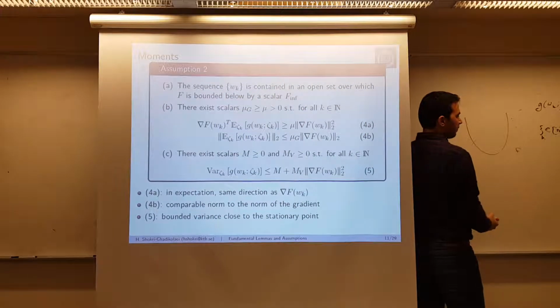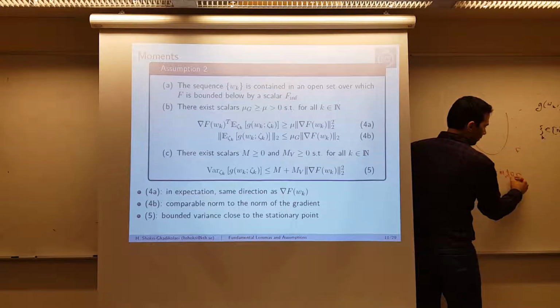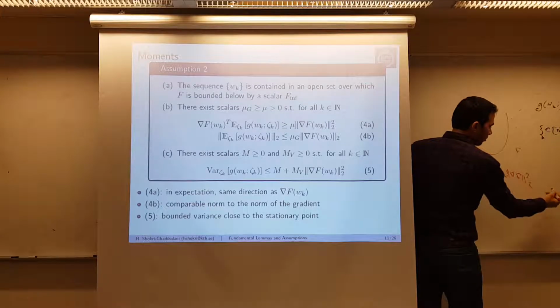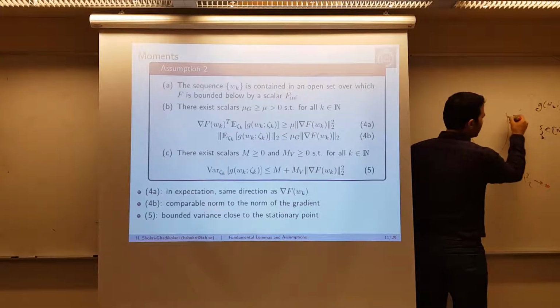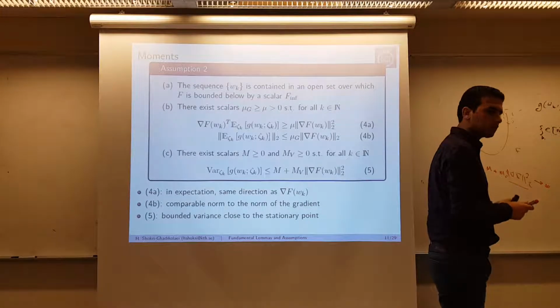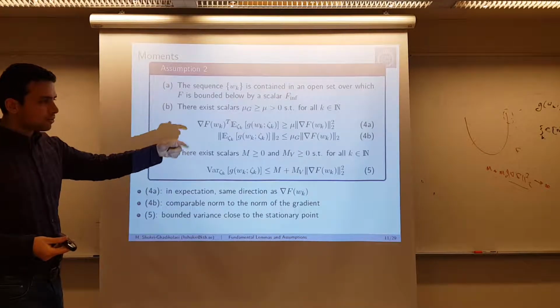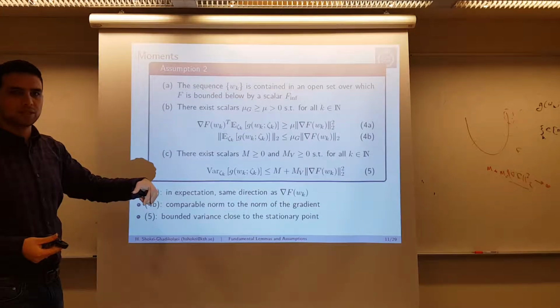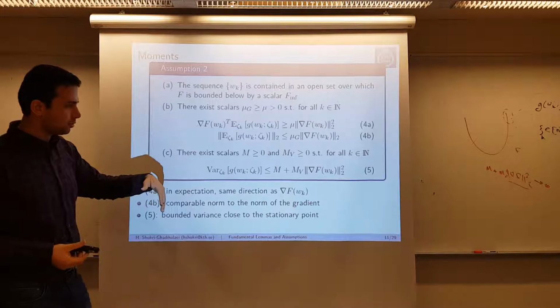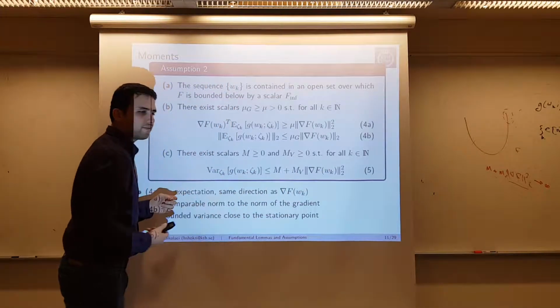Assume that this is f. So M plus M_v times the gradient of f. This can go to infinity at these points, right? Once this guy goes to infinity, the whole thing can go to infinity. But what essentially this term is saying is that once we get closer and closer to those stationary points or to the optimal solution, then this guy will vanish, and then we would have some variance bounds.